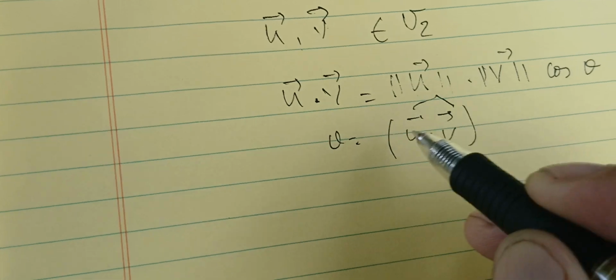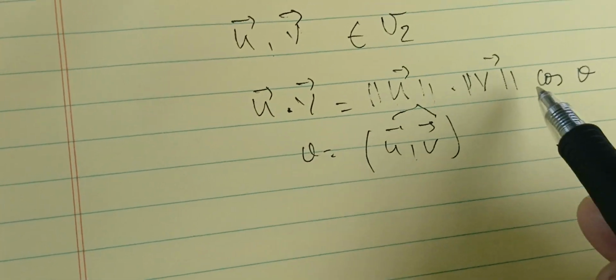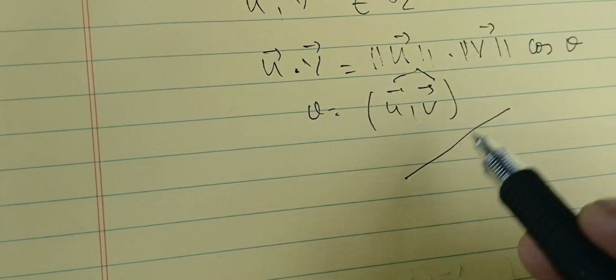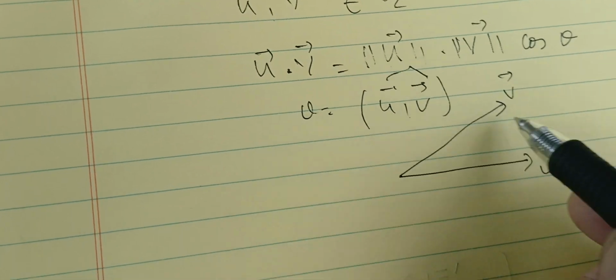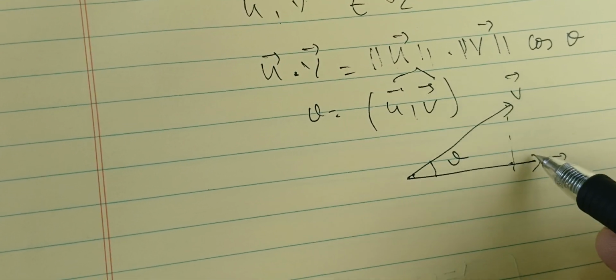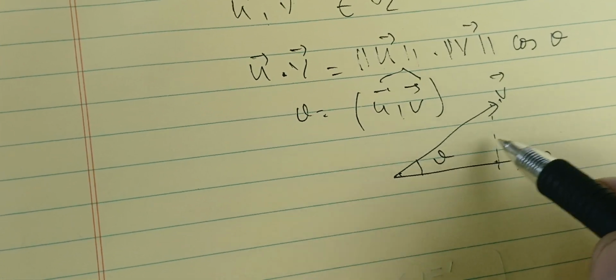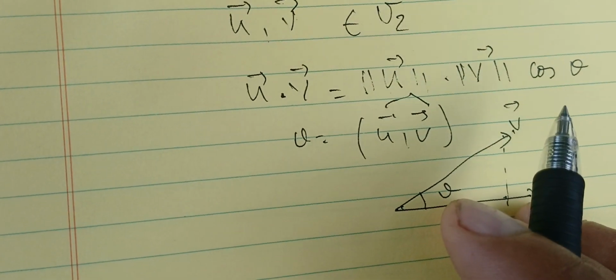We have many notations, so here we use this notation. It's the angle between the two. If we have u as this vector and v as this one, then the dot product is just the norm of u times the norm of v times the cosine of the angle between the two.